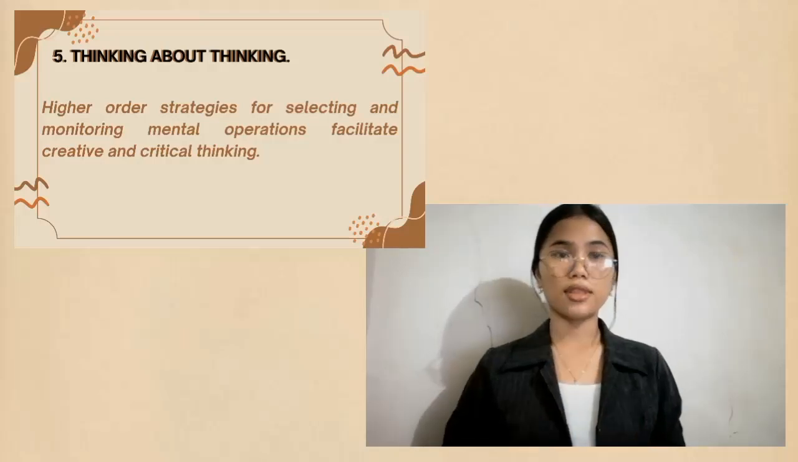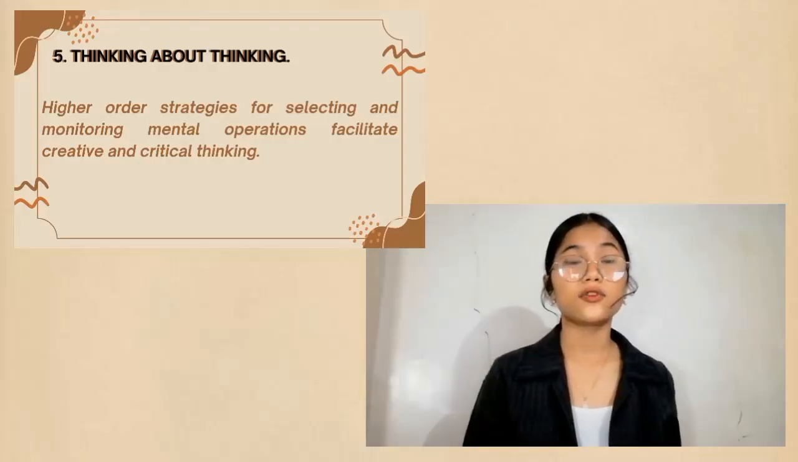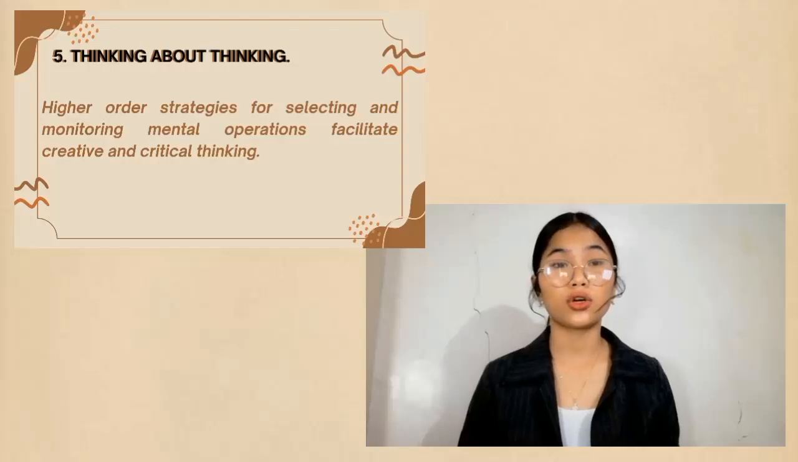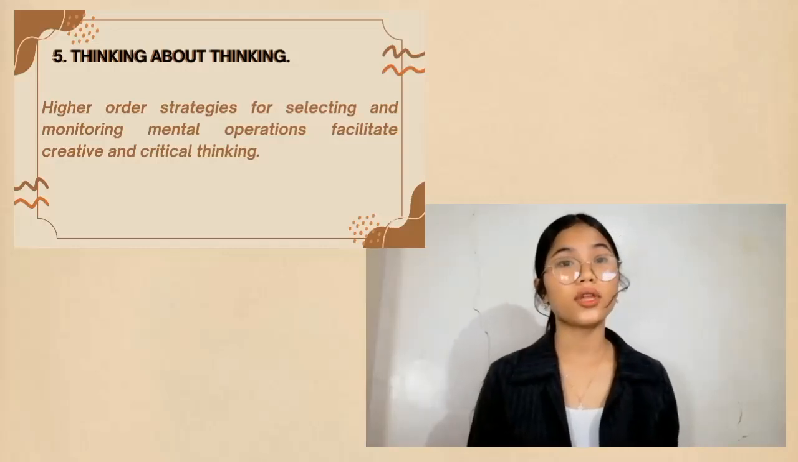So what is thinking about thinking? Higher order strategies for selecting and monitoring mental operations facilitate creative and critical thinking. The successful learner can reflect on how they think or learn, set reasonable learning or performance goals, select potentially appropriate learning strategies or methods, and monitor their progress towards these goals. Example: instead of saying, math tests make me anxious, we ask ourselves, what is it about math tests that makes me feel anxious? And what can I do to change that?